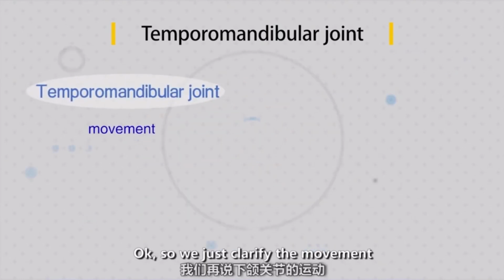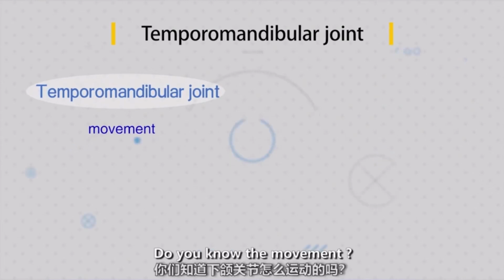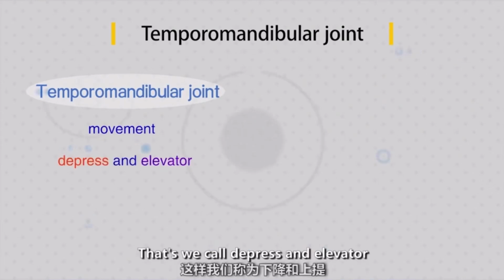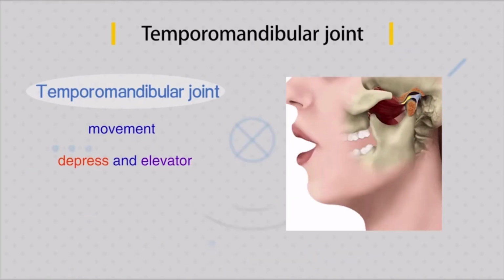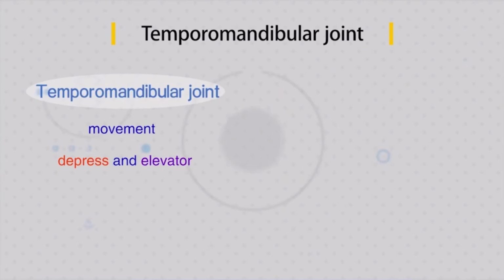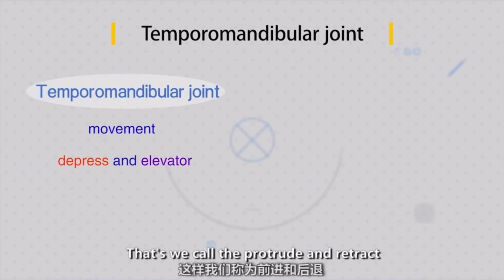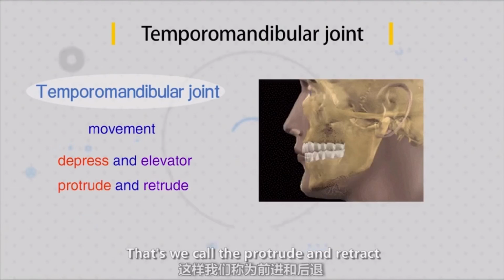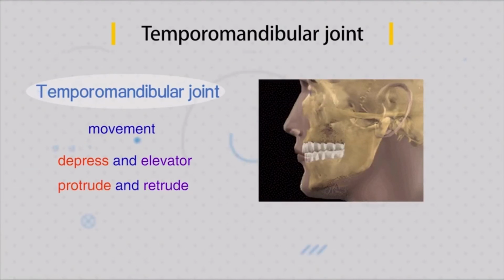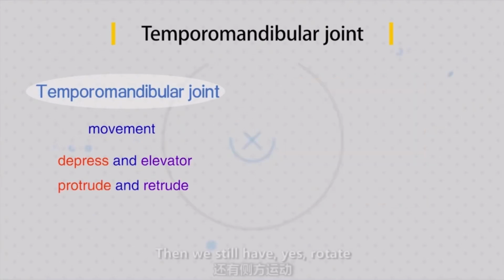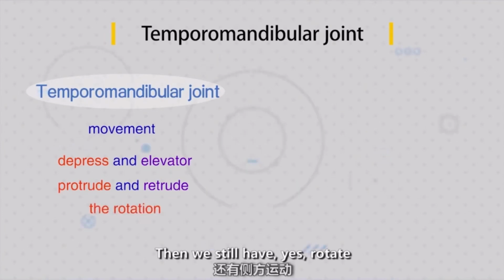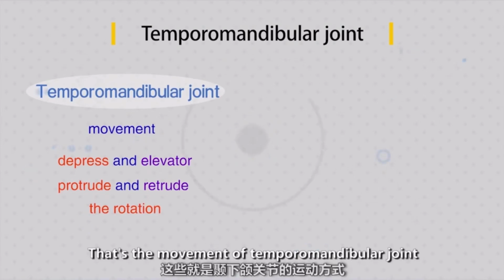Okay, so we just clarified the movements. Do you know the movements? Yes, that's what we call depression and elevation. And what's this? That's what we call protraction and retraction. Then we still have, yes, rotation. That's the movement of the temporomandibular joint.